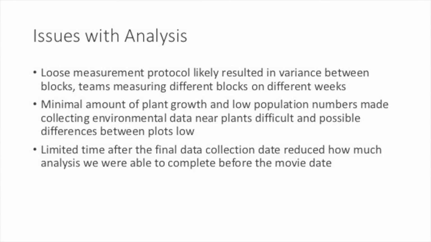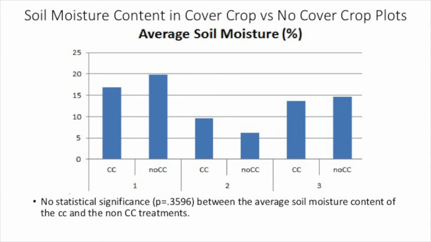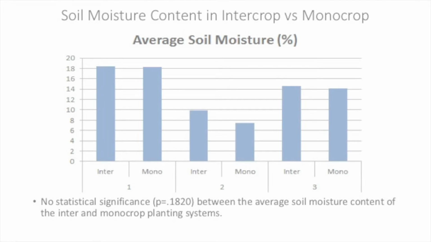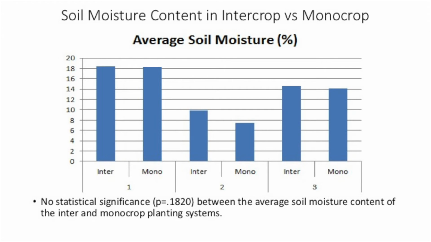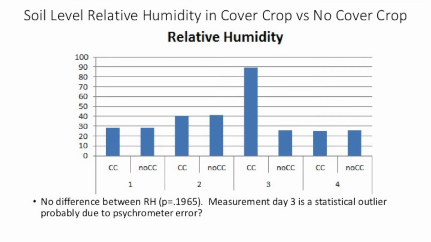When comparing soil moisture content between treatments, there was no statistical significance between the average soil moisture content of the cover crop plots versus the non-cover crop plots. There was also no statistical significance between the average soil moisture content of the intercrop and monocrop planting systems. We also examined the soil level relative humidity between cover crop versus non-cover crop plots and saw no statistical significance. There did appear to be a significant difference on day 3, although we feel this was probably due to a psychrometer error.